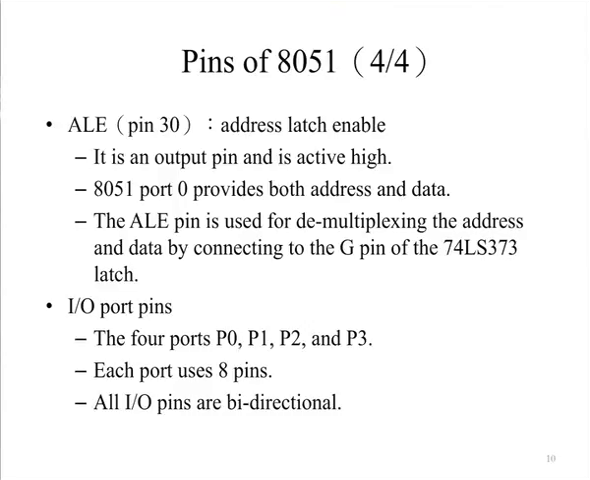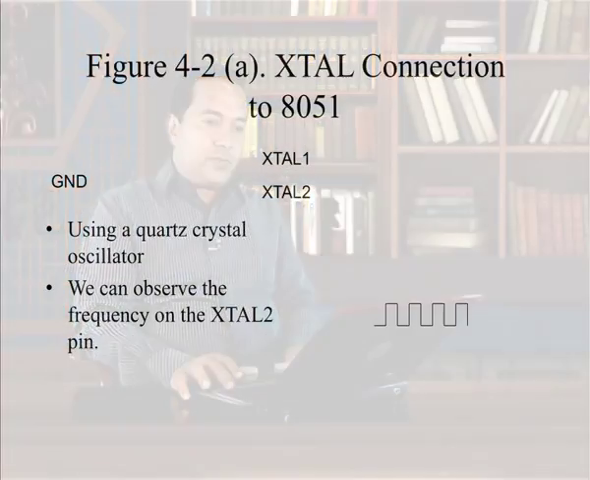Then we have the 4 ports in the microcontroller, that is P0, P1, P2 and P3. All these ports are 8-bit ports. All the IO pins of these ports are bidirectional. That means each line can be used for receiving the data or it can be used for sending the data.